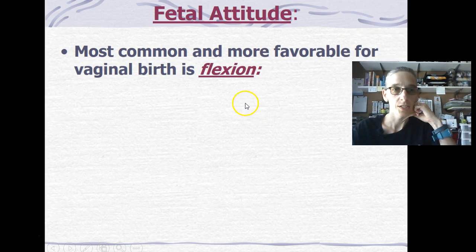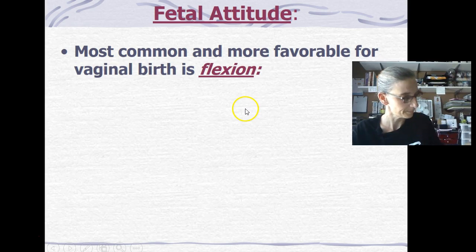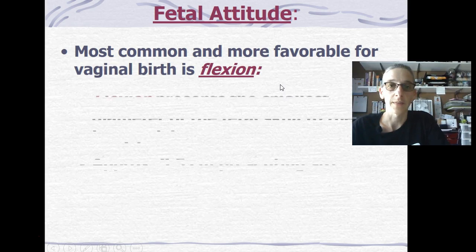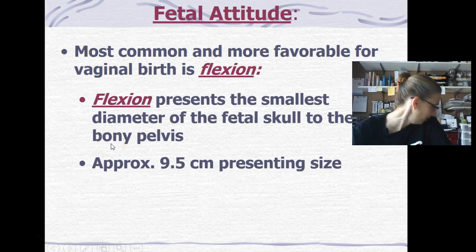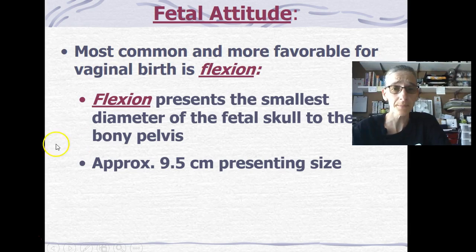All right, fetal attitude. The fetal attitude is the fetal position, so flexion is the most common and more favorable for a vaginal birth. If the fetal head is flexed, that's what we want. Flexion will present the smallest diameter of the fetal skull through the bony pelvis. It's approximately 9.5 centimeters in presenting size.